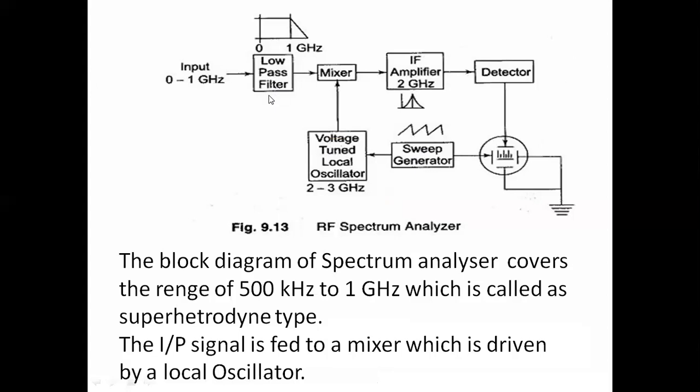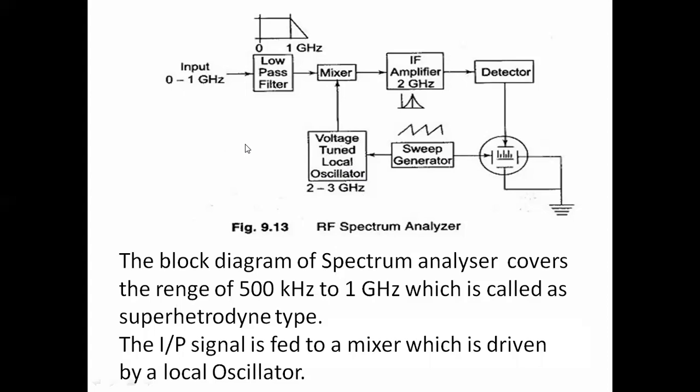It mainly consists of a mixer, an IF amplifier, the intermediate frequency amplifier, and a detector. Here we have a display, which is nothing but the CRO, and also a sweep generator and a voltage tuned local oscillator whose frequency is 2 to 3 gigahertz. This RF spectrum analyzer can be used to analyze signals in the range of 0 to 1 gigahertz.